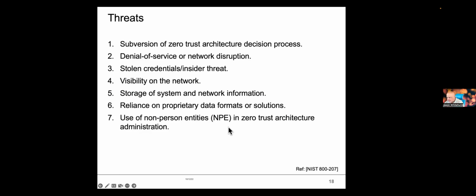So now we talk about the threats: the subversion of your zero trust architecture, not necessarily in the implementation of it, but in the decisioning process. Right people, right roles, right time. Termination of an employee, immediately dealing with that, the moves, adds, and changes that deal with those controls. And also making sure of the applications and resources that people use.